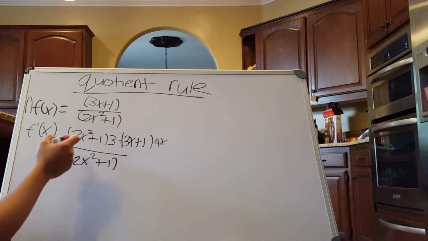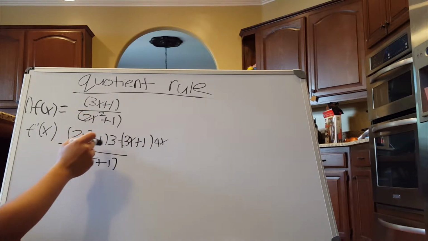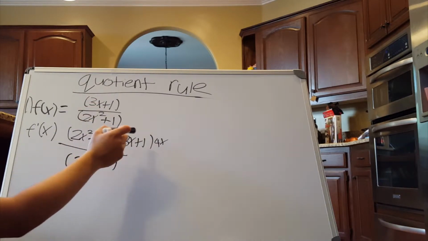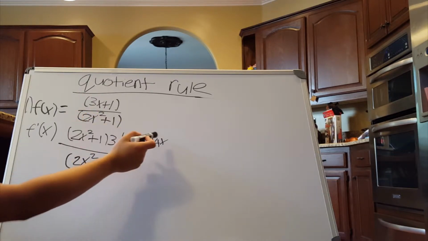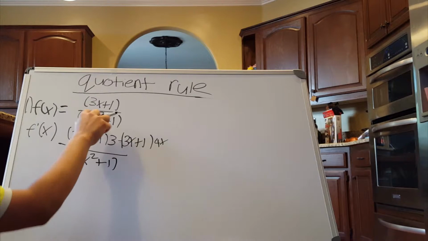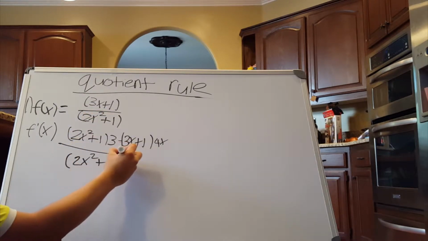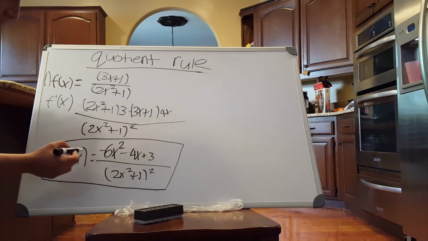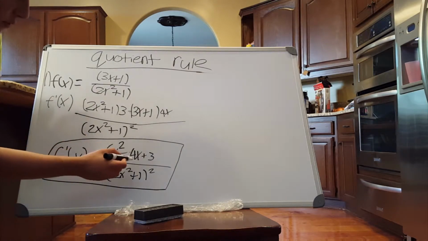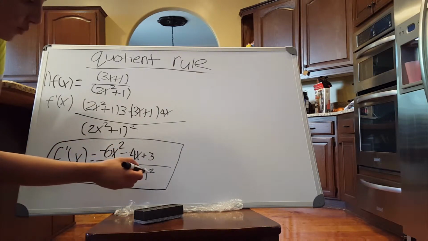So that gives us low, 2x squared plus 1, times the derivative of the high, which is 3, minus high, 3x plus 1, times the derivative of the low, which is 4x. And all over 2x squared plus 1, squared. Okay, so after your simplification, you're going to get f prime of x equals negative 6x squared minus 4x plus 3 divided by 2x squared plus 1 squared.